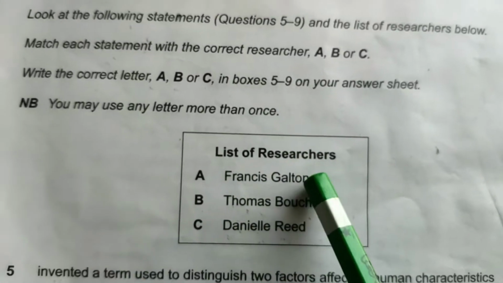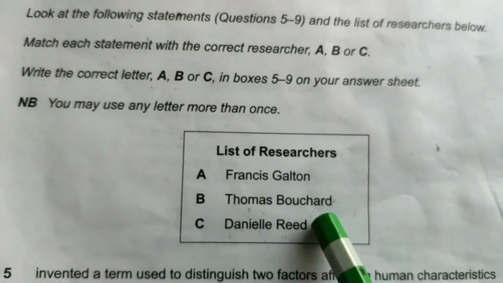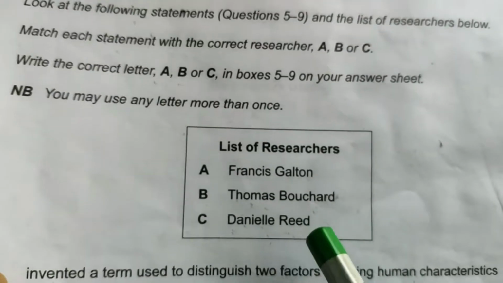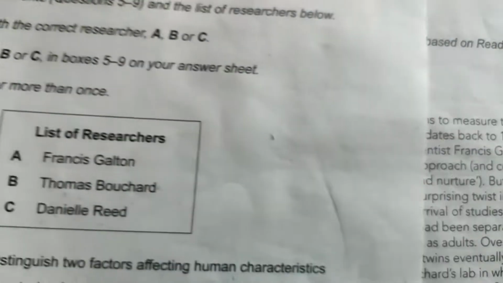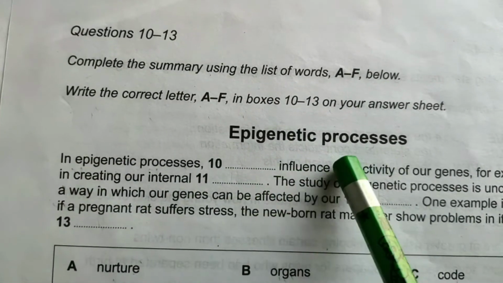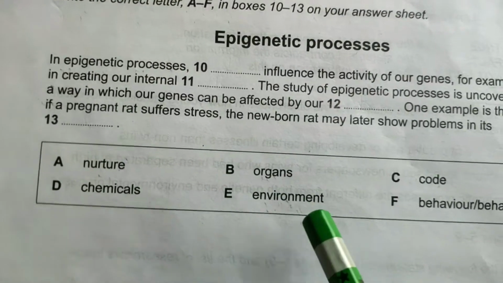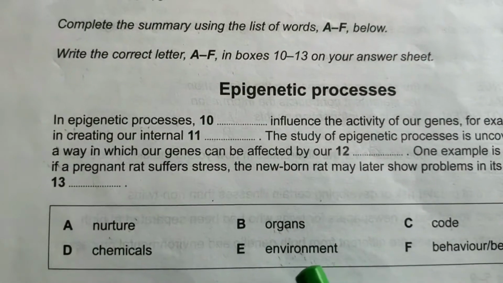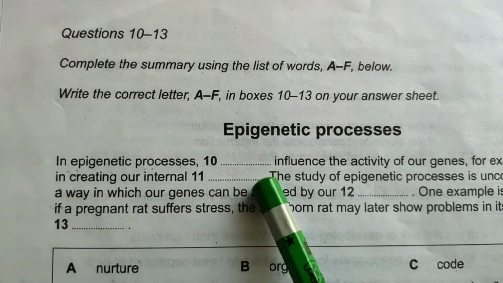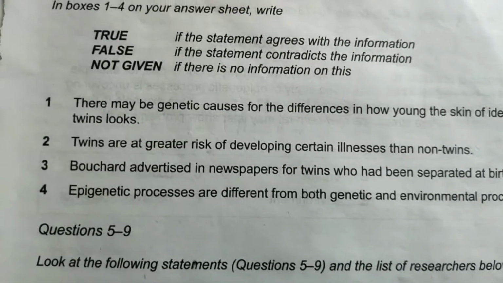In the paragraph you will get these names, these scientists, these researchers, and their experiments, and what they are saying about the topic. And the third type of questions are here: epigenetic processes. Here it means fill in the blanks with the help of a help box. We will have to find the words, and select the answers from this help box to fill in the blanks. Okay, let's move on to the questions.